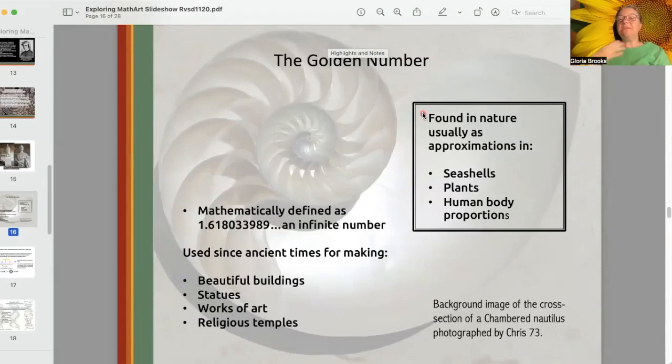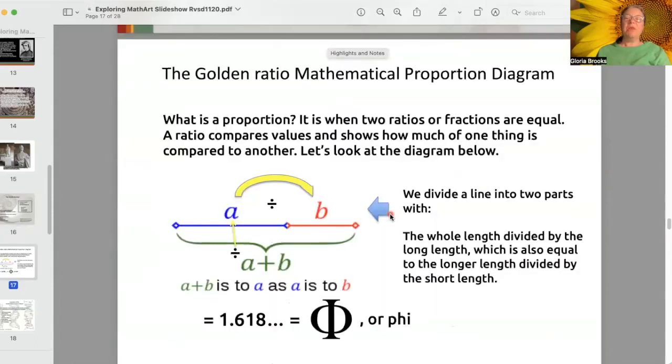And it can sometimes be found in nature, but usually nature has approximations. It can be found sometimes in seashells, such as this chambered nautilus, plant growth, like spiral growth patterns found in plants, the human body, such as the human ear cochlea that helps us hear. It's in the shape of a snail, and human body proportions. Here is the golden ratio mathematical proportion diagram.